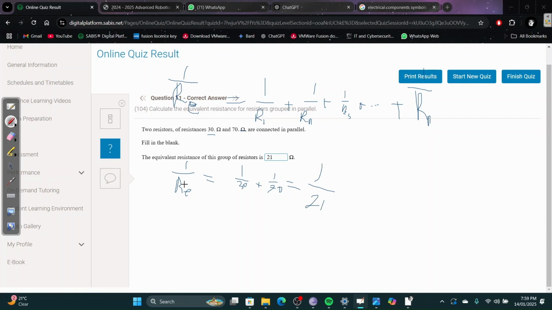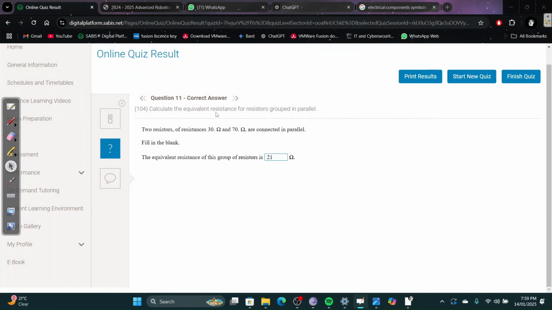Okay. Now, remember, this is 1 over the equivalent resistance. So you're going to flip it around. The equivalent resistor is equal to 21 ohms. That's your final answer. Okay, question 12.